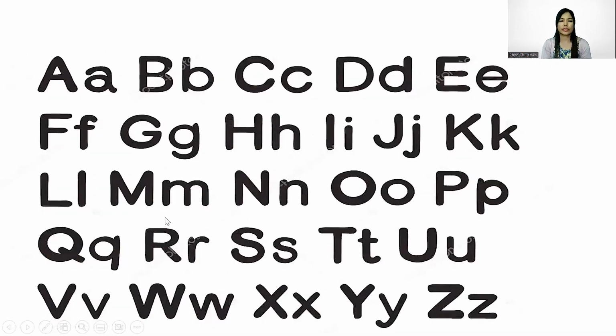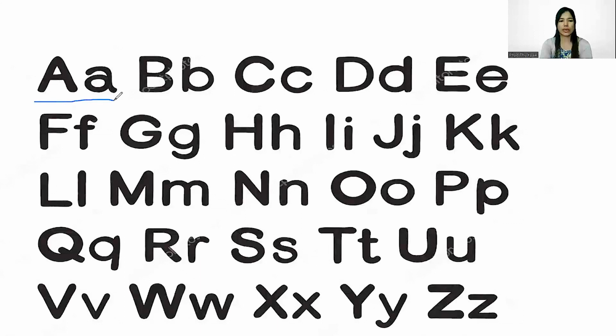So this is English alphabet. And firstly, I have a question. How many letters in English alphabets? So let's come together. Yes, from A to Z, and there are 26 letters in English alphabet.